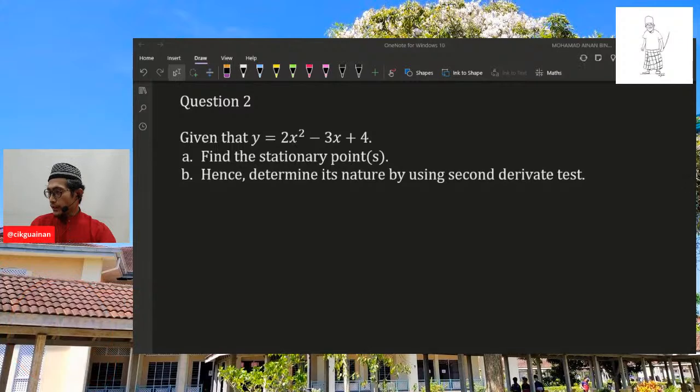Intan, you showed up too. Hi Murni, welcome. You all better copy what I discuss.